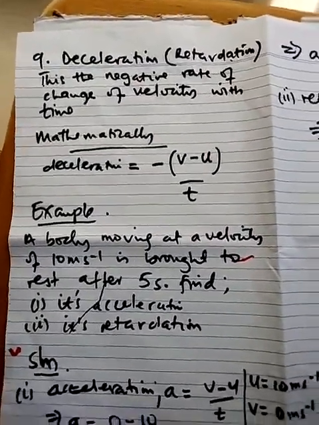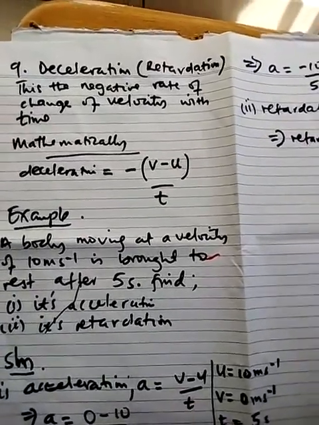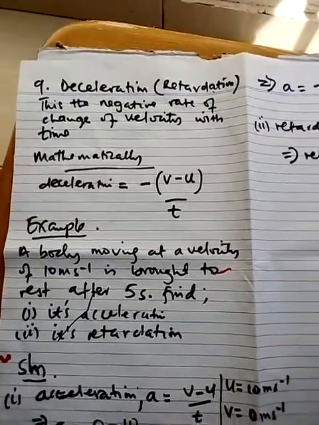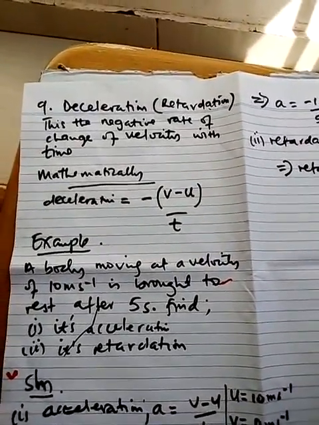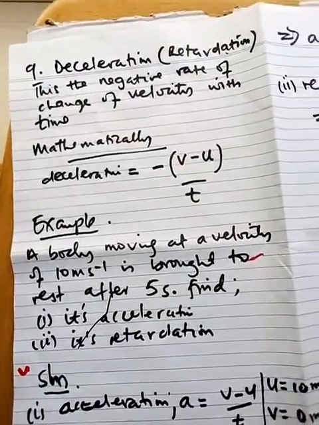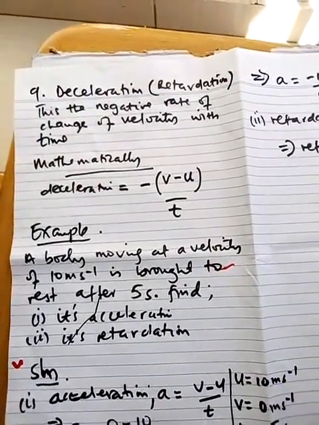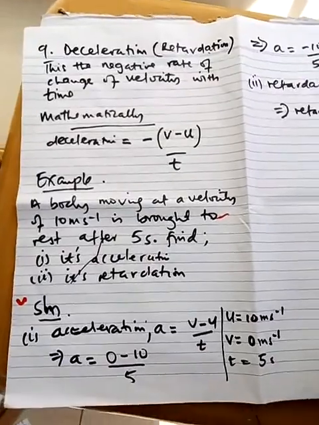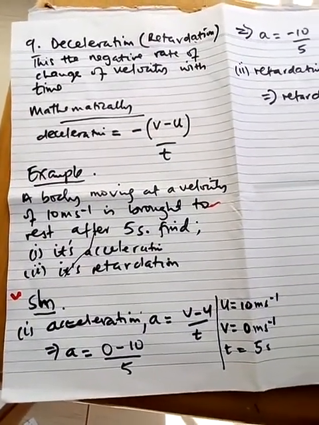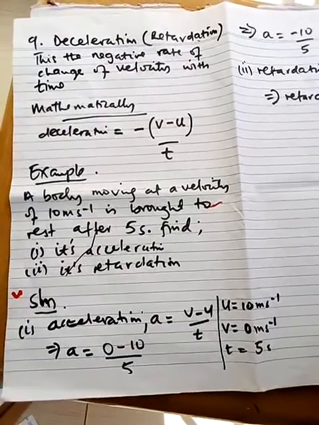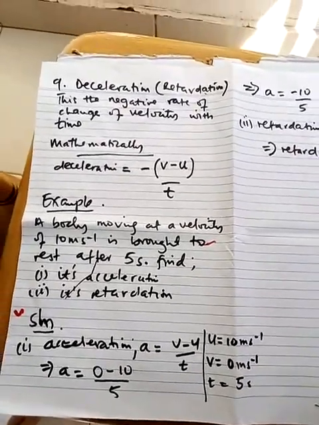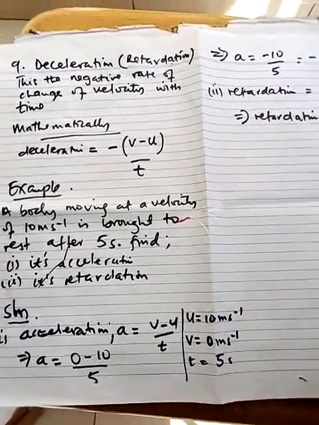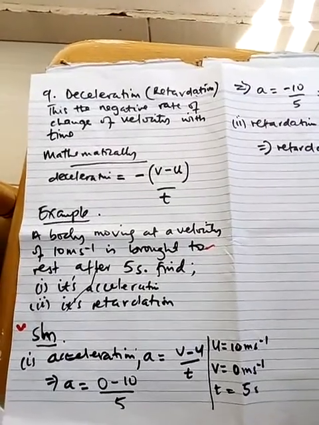And we also looked at an example where we said that a body moving at a velocity of 10 meters per second is brought to rest after 5 seconds, and we asked to find the acceleration of the body as well as its retardation. In our solution, we said acceleration is equivalent to v minus u divided by time. That is its mathematical treatment, where the initial velocity u is equal to 10 meters per second, because we did mention that that's the velocity with which the body starts its motion.